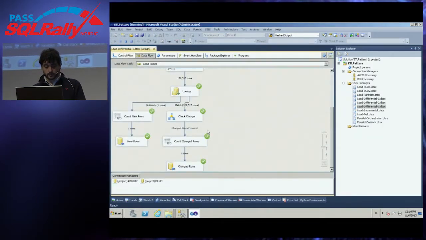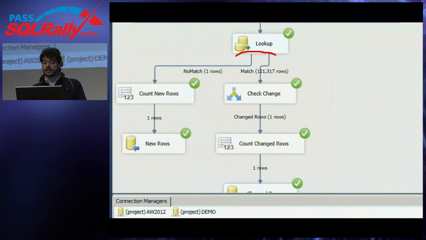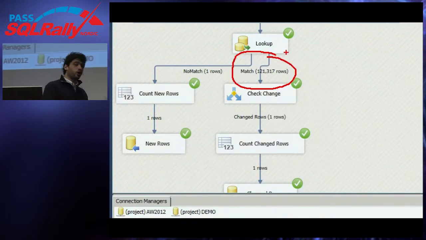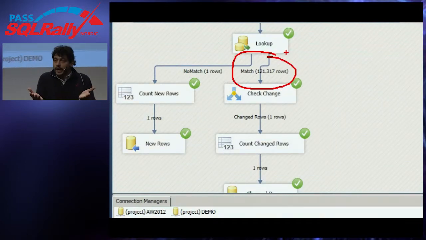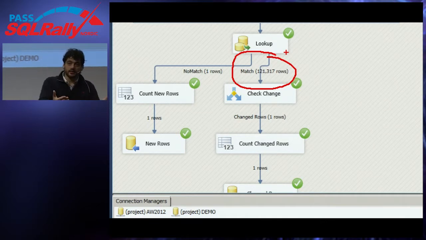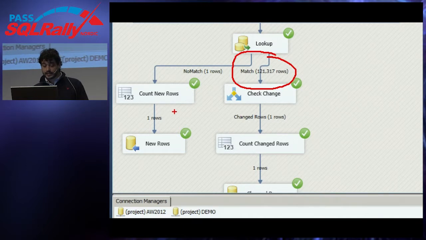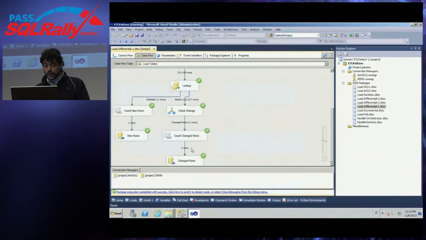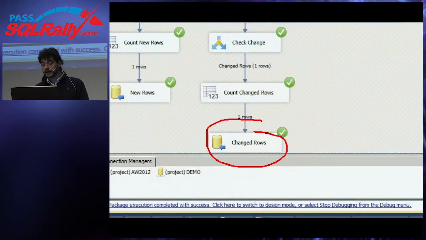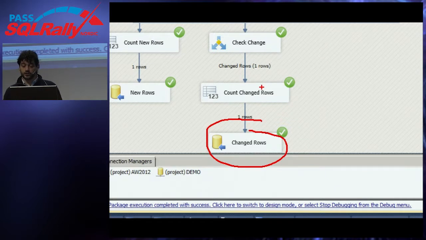Good. Of course, it has processed all the rows, because there is no way to understand in advance if something has changed or not. But the result is that the destination table had only one insert, the new rows, and one insert into the auxiliary table for the changed rows.